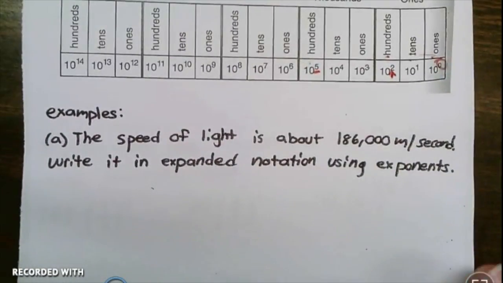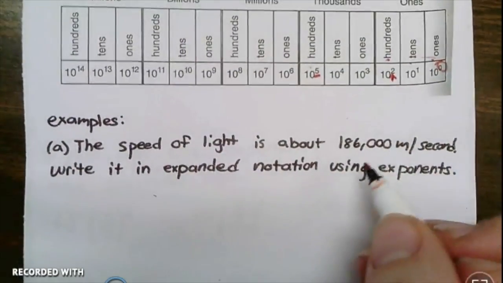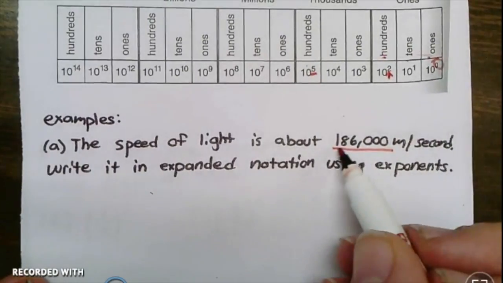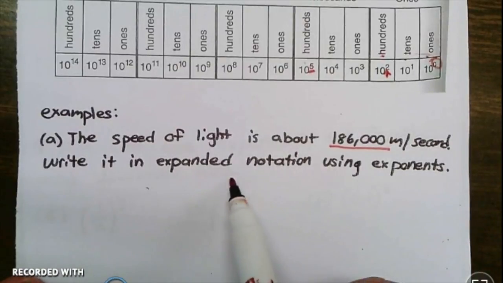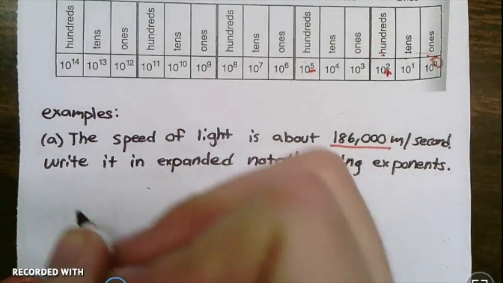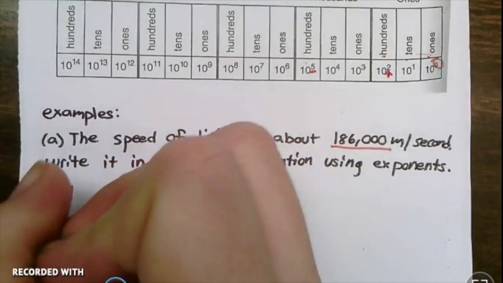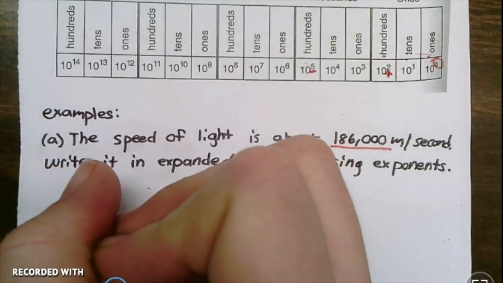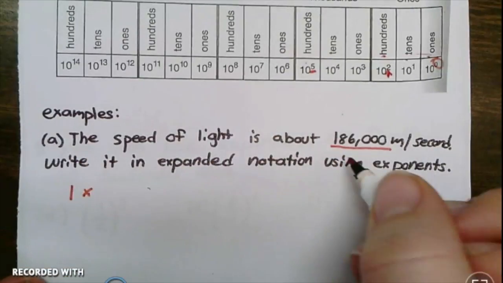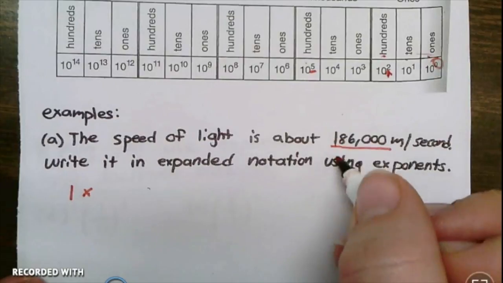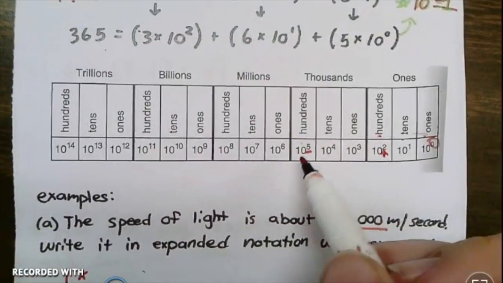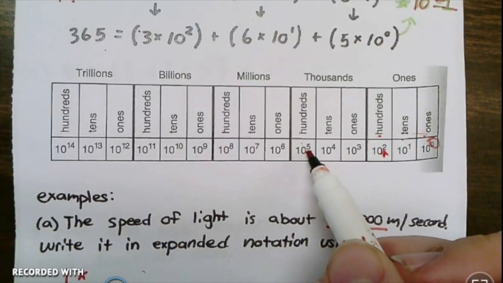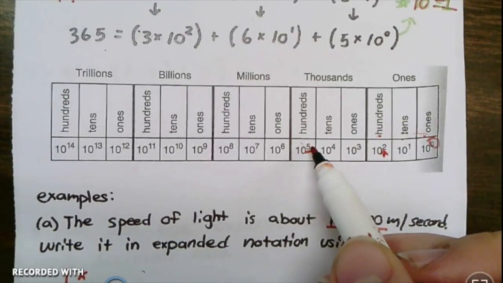Let's look at examples, okay? The speed of light is about 186,000 meters per second. Write it in expanded notation using exponents. Okay, so what we've done before, first I'll write 1 times, and which place is this? This is the 100,000s place. So if we come up to here, we realize that it's going to have 5, and it's going to have an exponent, times 10 to the 5th.